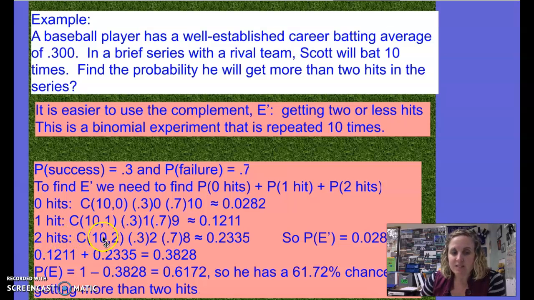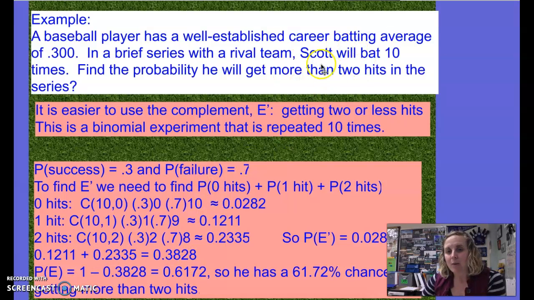Probability of getting 2 hits, 10 choose 2, because it doesn't matter what order he gets his hits in. Probability of success is 0.3 to the 2. Probability of failure is 0.7 to the power of 8. Getting that multiplied together, probability of 2 hits being about 23%. So the probability of getting 0, 1, or 2 hits, we add those 3 together right here, and we got our 0.3828.